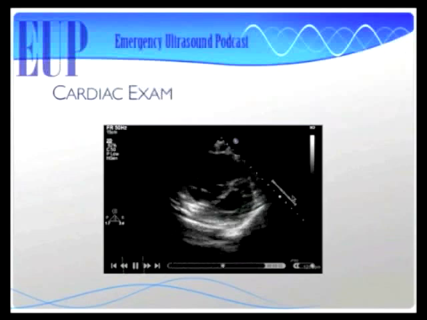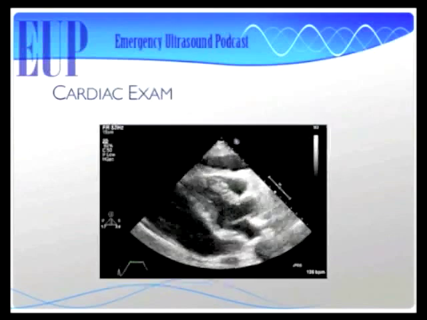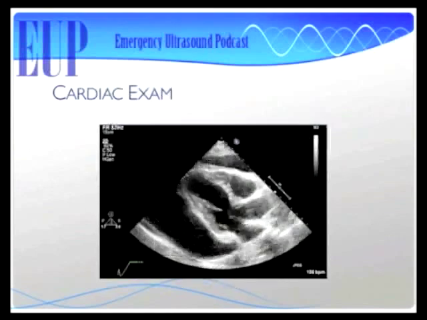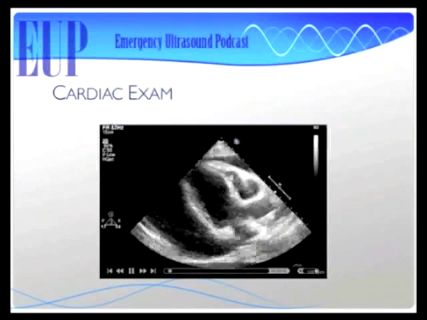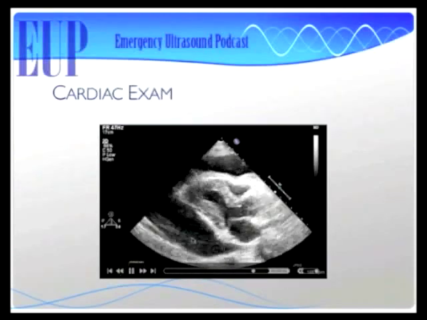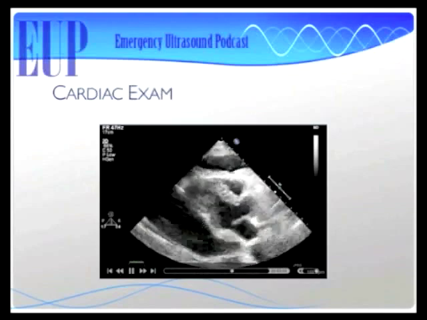Here's an example of a parasternal long axis with a pretty obvious abnormality. This person has a lot of fluid surrounding their heart. They've got fluid in the bag, which could very well be causing their dyspnea. So that's the 2-minute cardiac exam. Basically, four windows, you're looking for big obvious things.